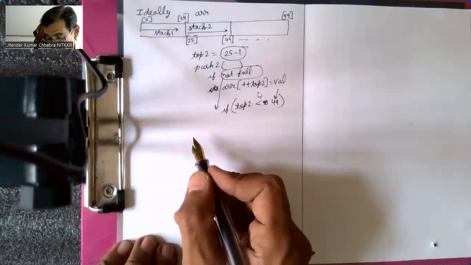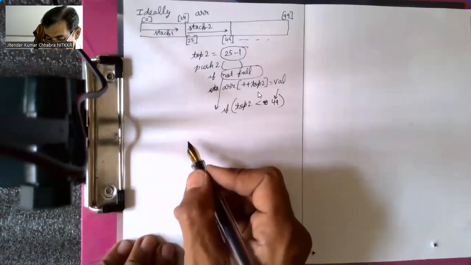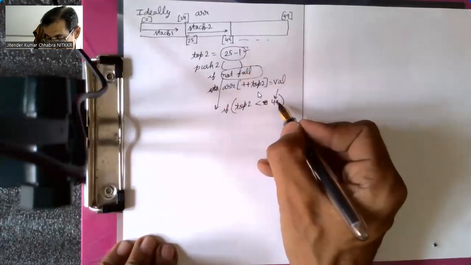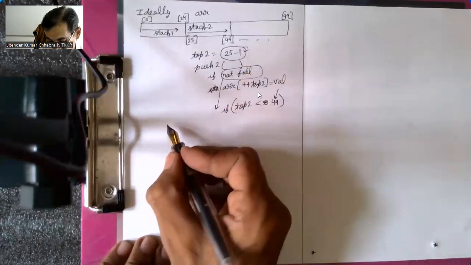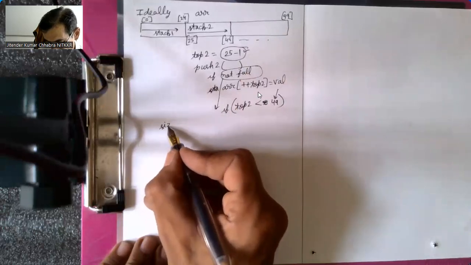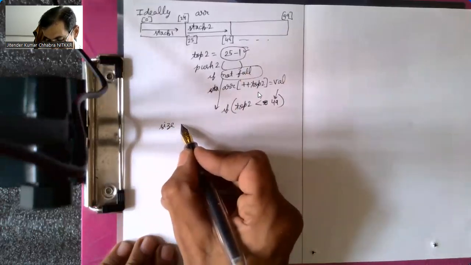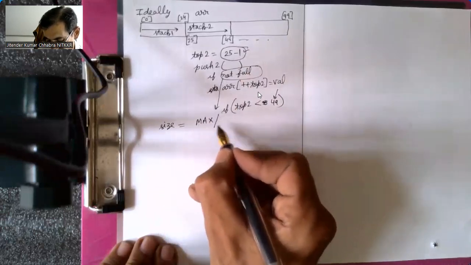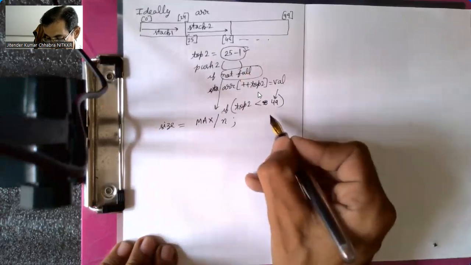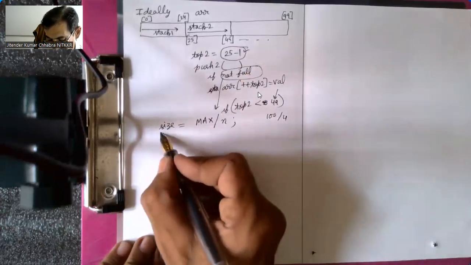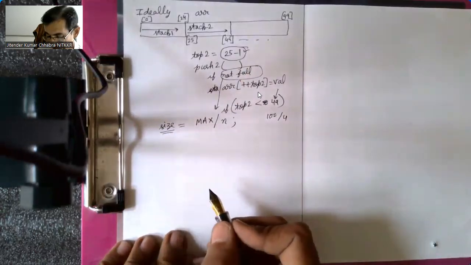Intentionally, I'm not writing the full code. I want you to try. But how do you know these boundaries, 25, 50, or 49? I can easily find them. I can find the size for each of the stacks. Each stack will be of size max by n, like I said, 100 by 4. So size becomes 25 in this case.